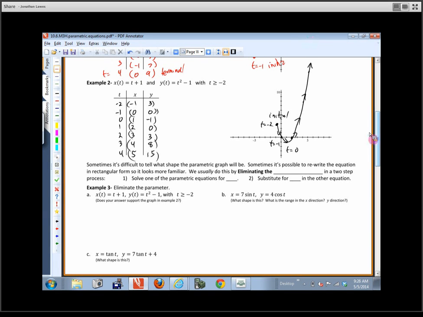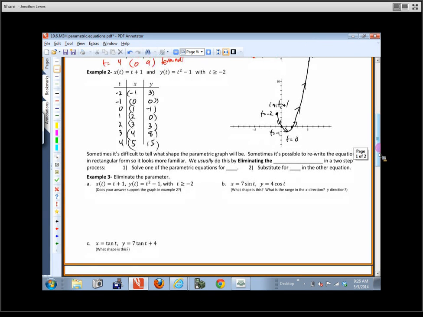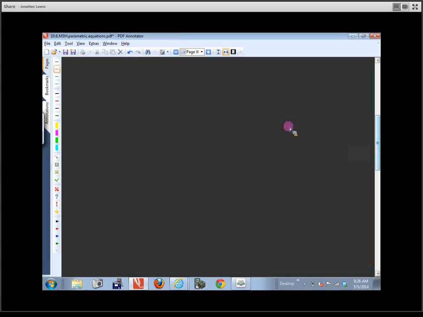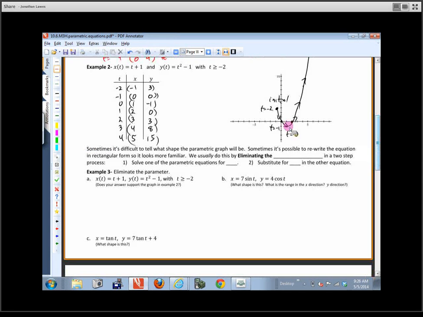The next thing we want to do is say, that's pretty cool that you can graph it that way, and that looks like a parabola, but it's not the whole parabola. So we want to think, why is that? And what could we do about this? We're going to eliminate the parameter.